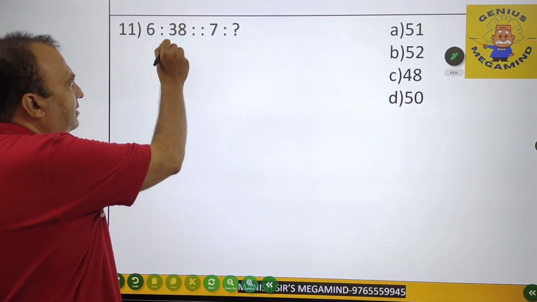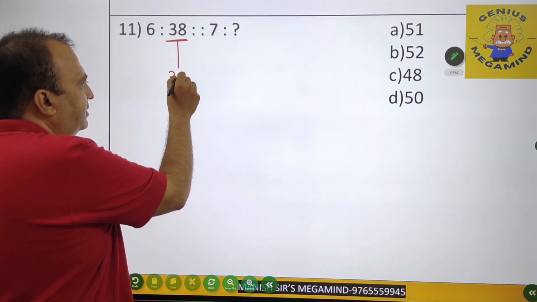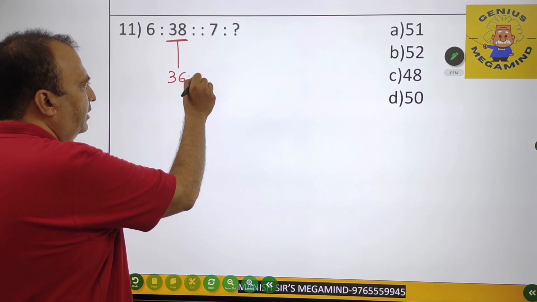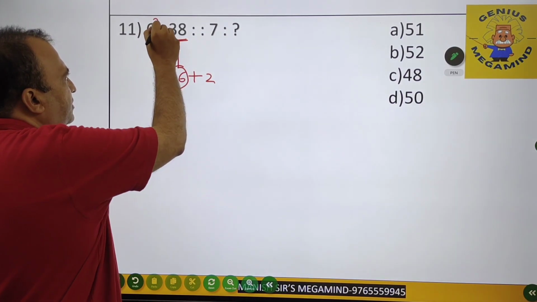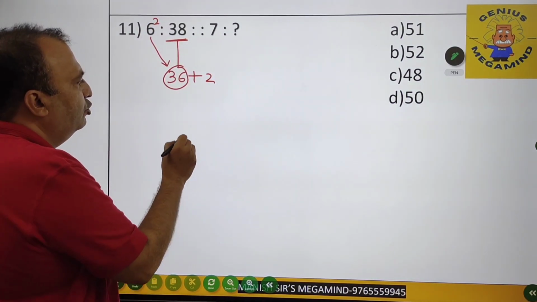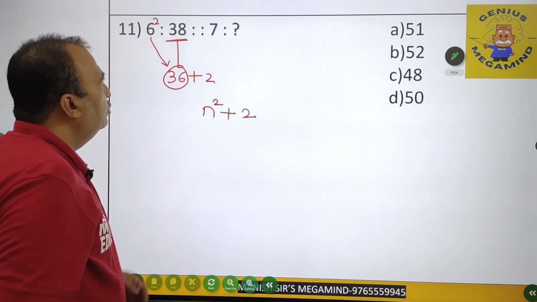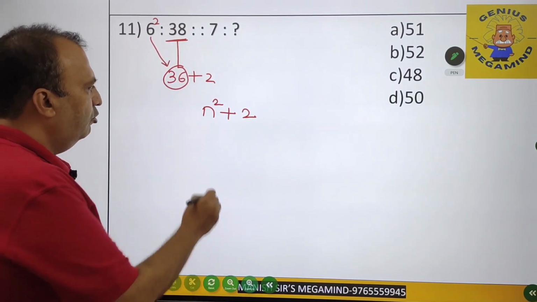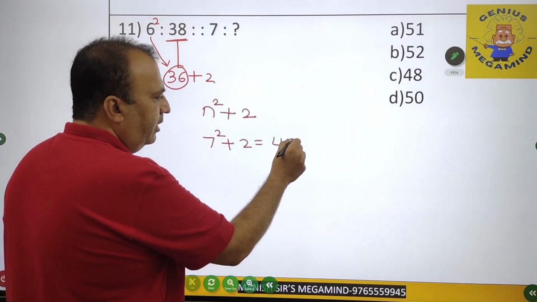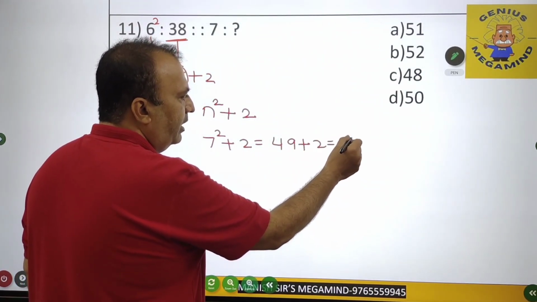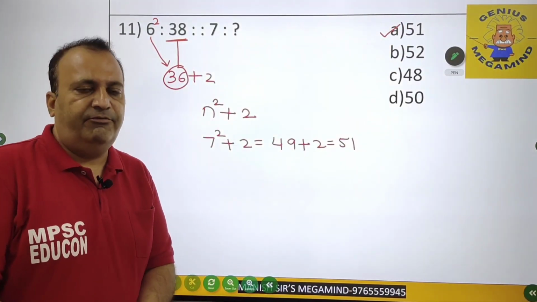Now, if I observe this number 38, the closest square number is 36, and I can write 36 plus 2 as 38. And where did I get this 36 from? My friends, 6 square is 36, right? So the formula which I am deriving over here is n square plus 2. So 6 square plus 2 is 38. So I am going to go for 7 square plus 2. 7 square is 49, and 49 plus 2 is 51, and 51 is nothing but the first option. So the answer for this question is 51.